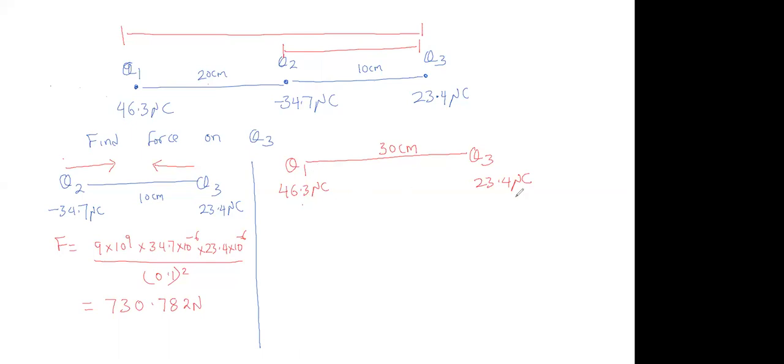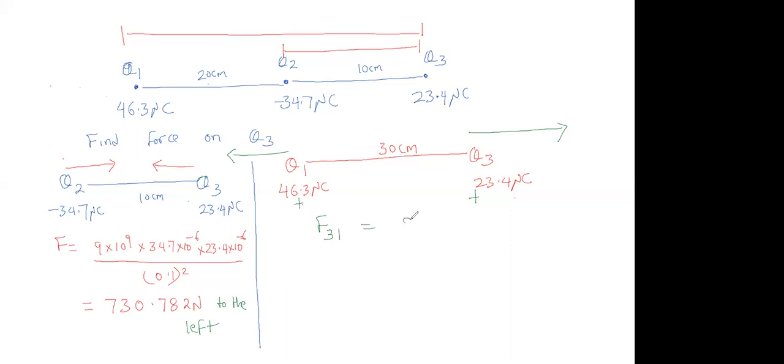This one is positive. This one is positive. Which kind of force exists? Positive and positive. Repulsive. Yeah. So this one will pull this side, this one will pull this. Members, don't forget here the direction was what? To the left. To the left.